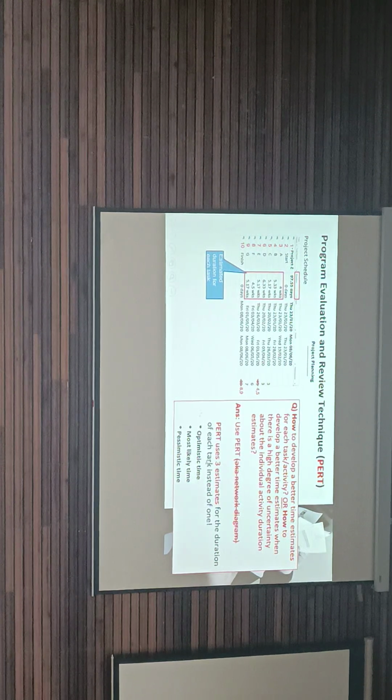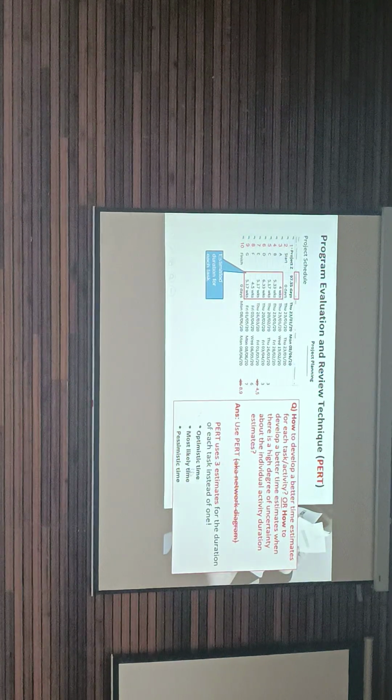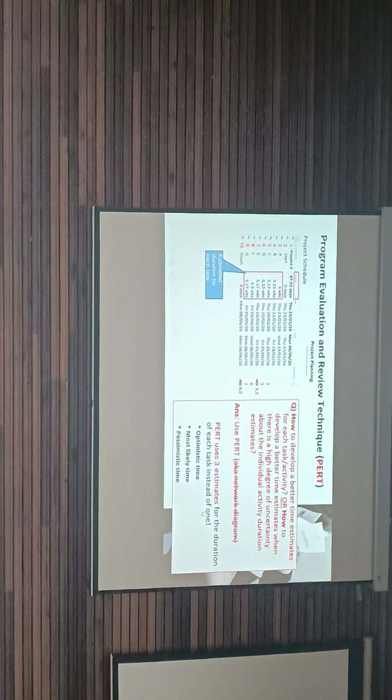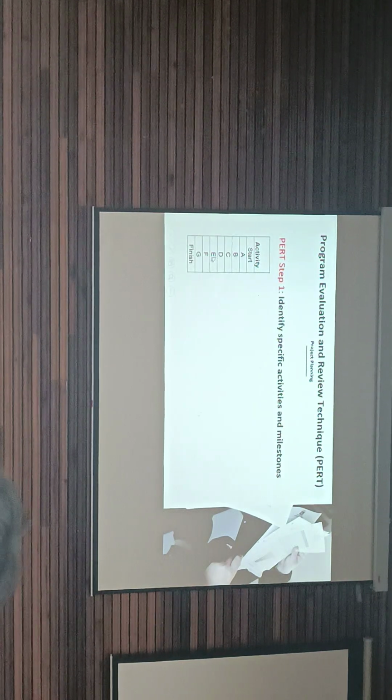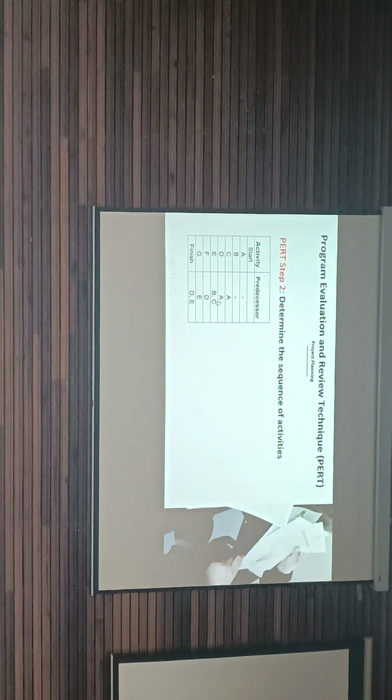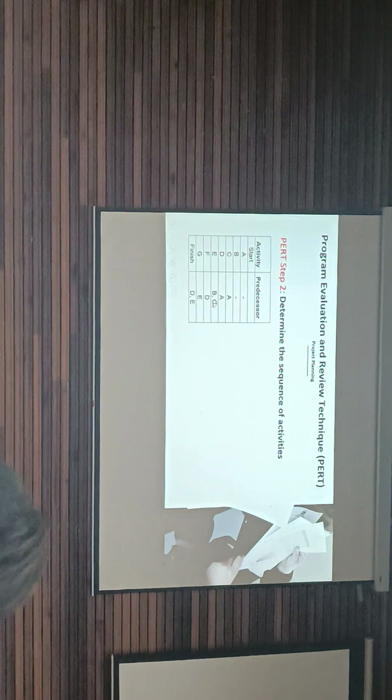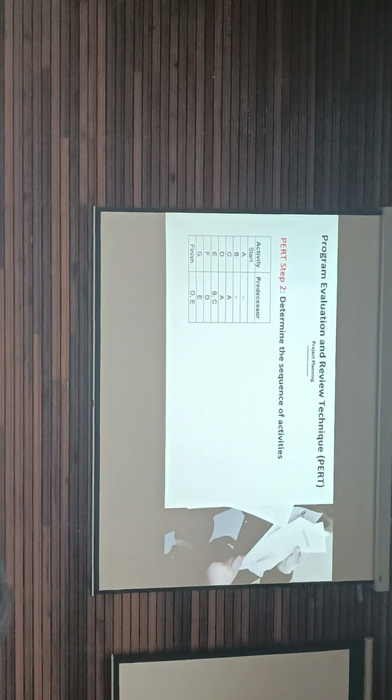Okay. So PERT uses 3 estimates. Okay. Optimistic time, most likely time, and pessimistic time. Okay. So PERT technique, step 1, identify activities and milestone. Okay, do this as the first step for the activities. Determine the sequence of tasks. So establish the relationship between tasks. So after you key the predecessor, then you can see the sequence of tasks.